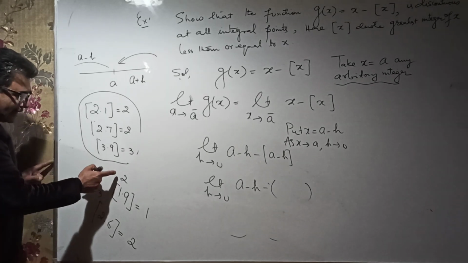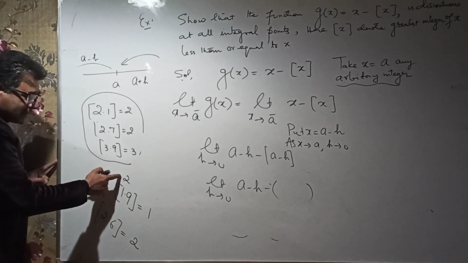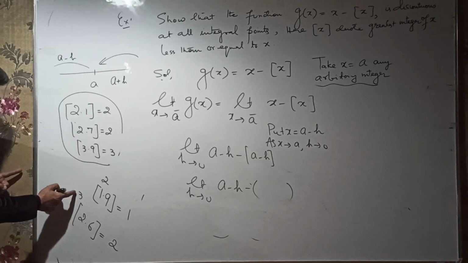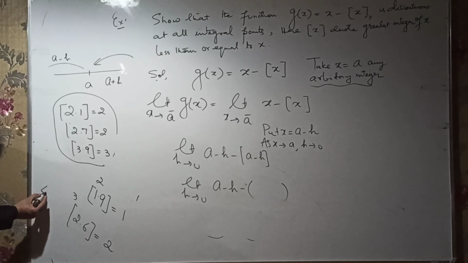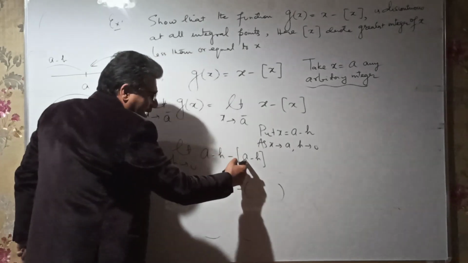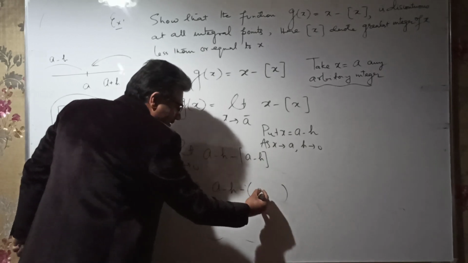So what is the greatest integer of any number which is less than 2? That is 1. What is the greatest integer of any number which is less than 3? That is 2. What is the greatest integer of any number which is less than 4? That is 3. So what is the greatest integer of any number which is less than a? That is a minus 1.